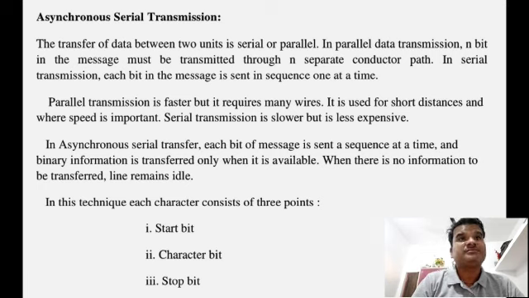The transmission of data between two units is serial or parallel. In parallel data transmission, an n-bit message must be transmitted through n separate conductor paths. In serial transmission, each bit in the message is sent in sequence, one at a time.